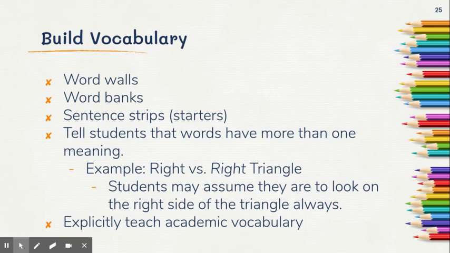Build vocabulary, of course. Word walls, word banks, sentence strips, or starters. Tell students the words that have more than one meaning. For example, in your classrooms, you may say something like right triangle, and the student may assume, okay, I have to look to the right because that's the only way I've heard that word used: turn right or look right or your right shoe. Students may assume they're looking somewhere. So explicitly teach the academic vocabulary for your classroom so that it makes sense to them.